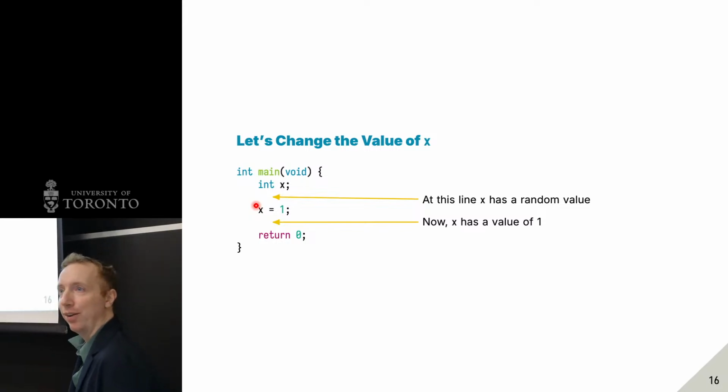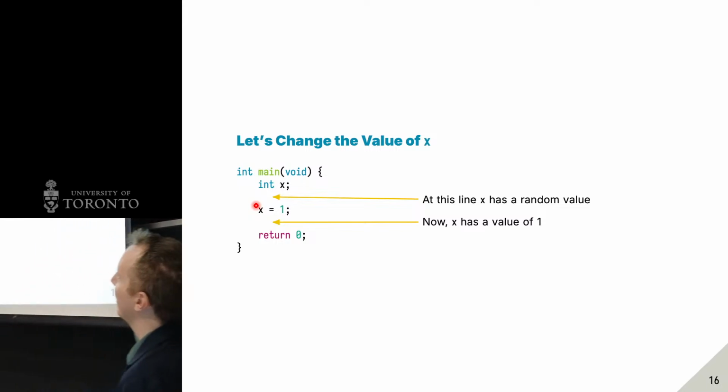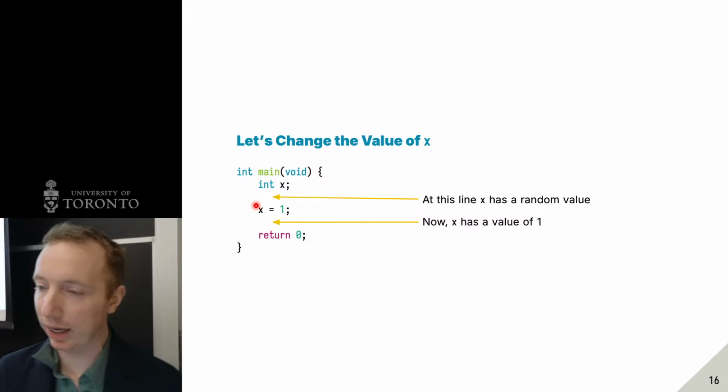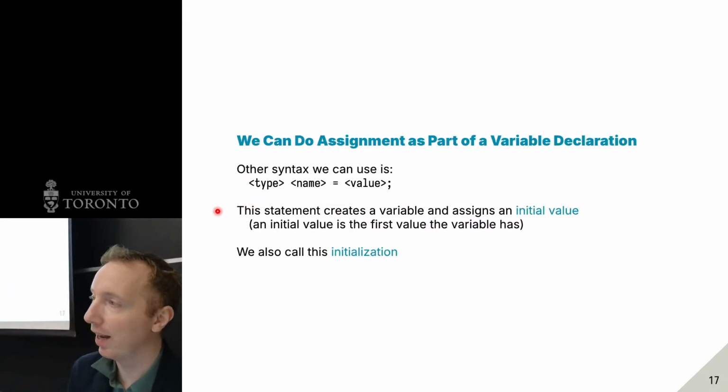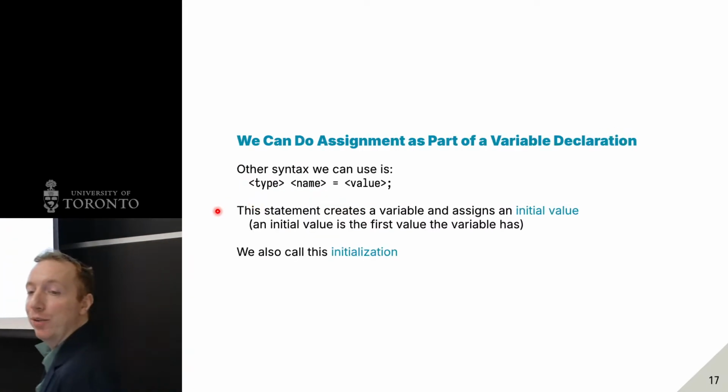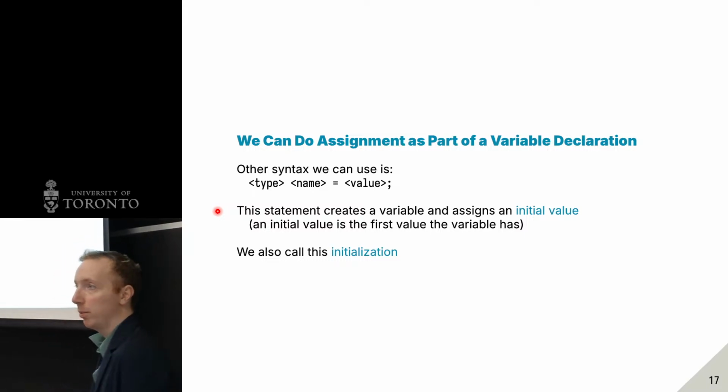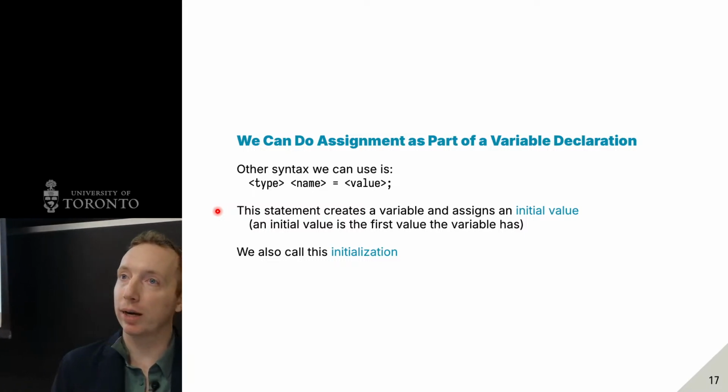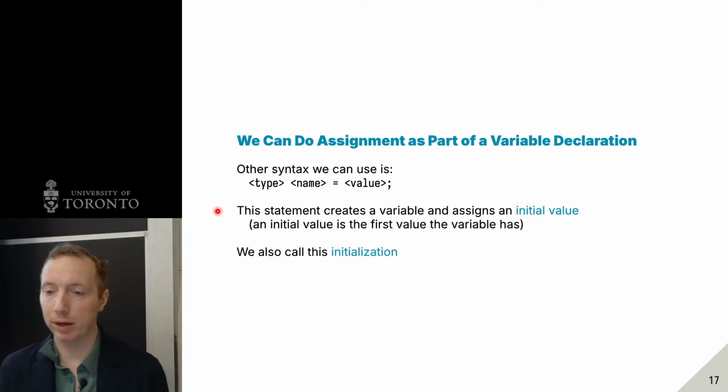Yeah, so that's our next question. Can I declare and assign it on the same line? Because this seems like a pain in the butt. And the answer to that is yes. So you can do assignment as part of the variable declaration. If you don't want to write 2 lines, typically this is what you do.